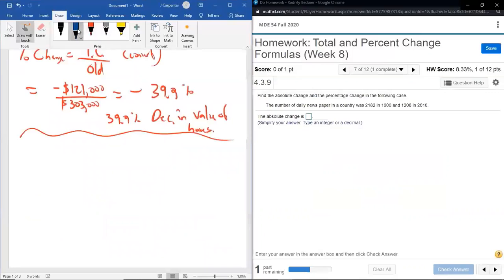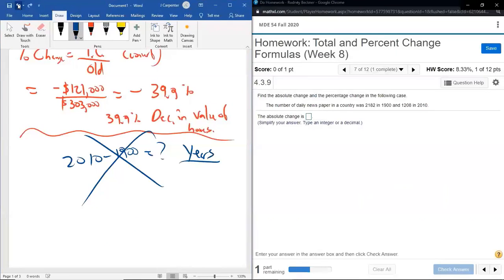I'm going to go, oh, okay, well, the old was 1900 and the new is 2010. So I do 2010 minus 1900, right? Well, no, because those are the years. Years are labels. Years are generally labels unless you're trying to do like a slope or something like that, which we'll get into later. But no, those are not the numbers we are dealing with.